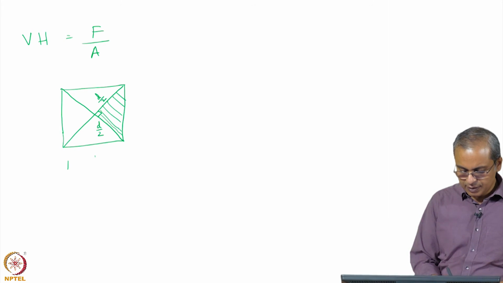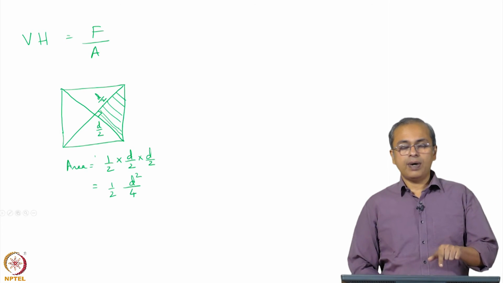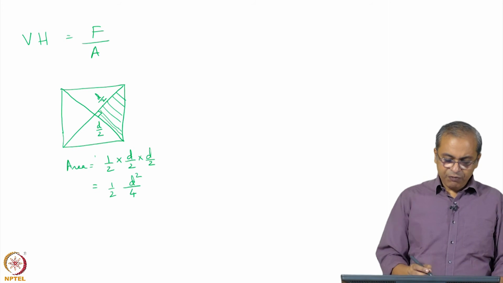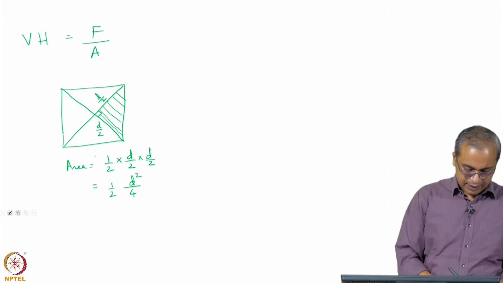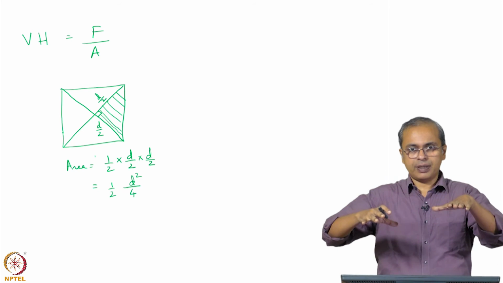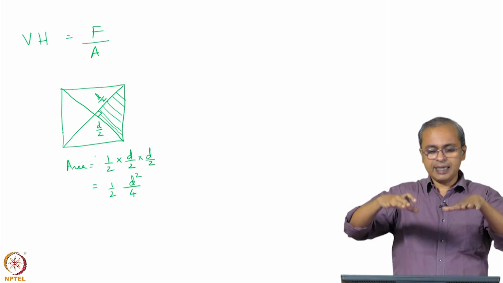the area is simply half into base into height. So, area equals half into d by 2 into d by 2, and that is basically half of d square by 4. That is the area of that one triangle that I have shaded there, and therefore, if you look at the area of the entire indentation, this is just the plan area of it without looking at the shape of the indentation, simply looking at it vertically downwards.